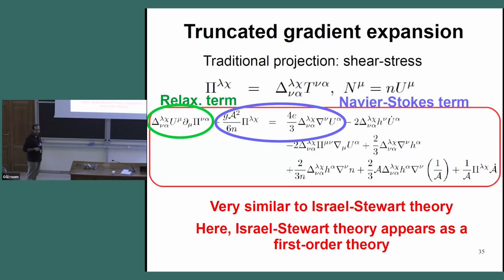But there's no temperature, there's no chemical potential. All that will appear are these fields A and N, which is the magnitude of the particle current, right? So funny enough here, Israel-Stewart theory appears as a first order theory. It's not a second order, because here all I have is first order in gradients of T mu.